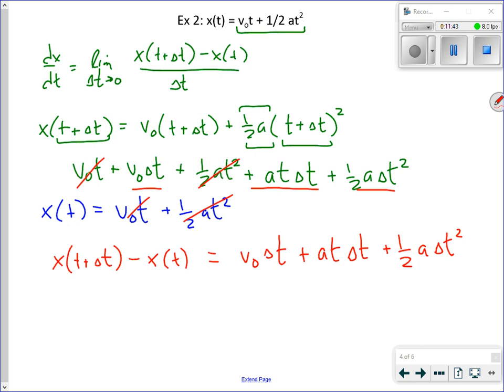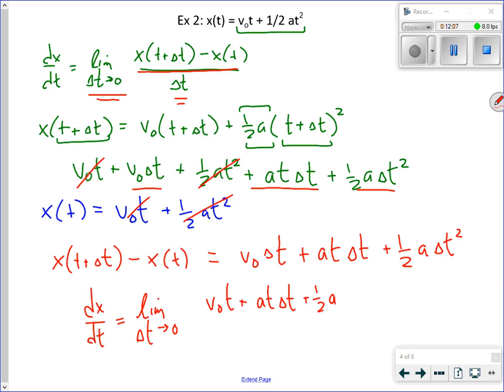But if I want to take the derivative, I have to take the limit as delta t approaches 0 of that quantity divided by delta t. So dx/dt is the limit as delta t approaches 0 of v naught delta t plus a t delta t plus 1/2 a delta t squared, divided by delta t. That's this.